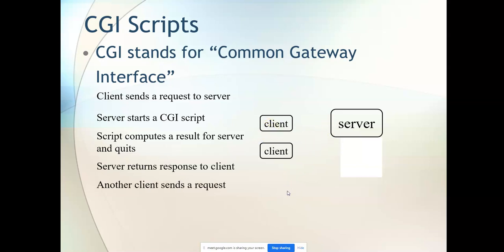So, contohnya sekarang ni ada second client juga request. For the same one, dia akan go through again: the client sends to the server, server starts the CGI script again. So maksudnya kat sini untuk CGI script punya condition, dia akan restart the script again and again, sebab each and every time dia akan quit. For each of the clients dia akan quit.